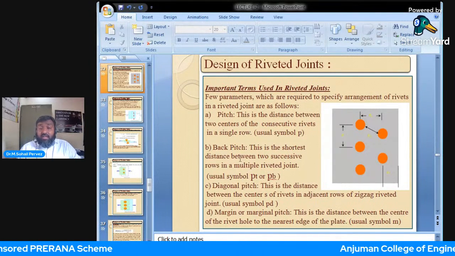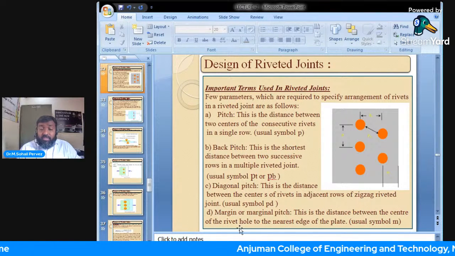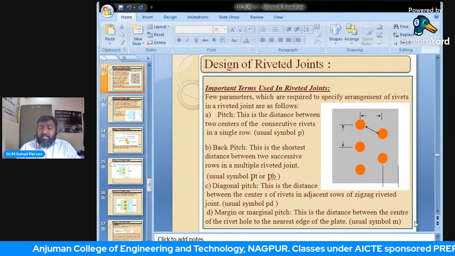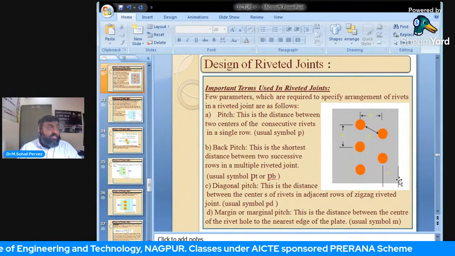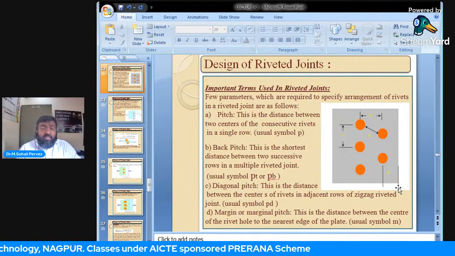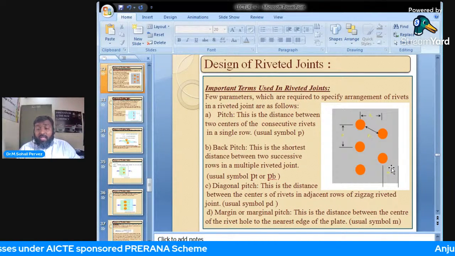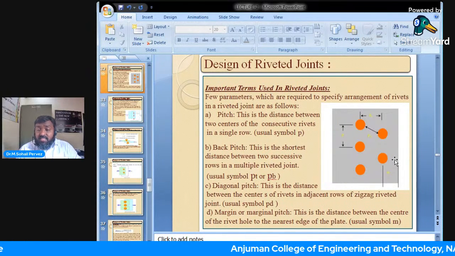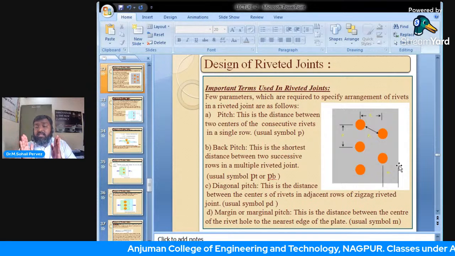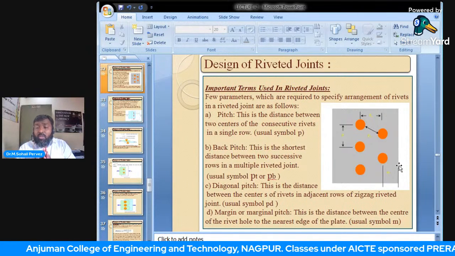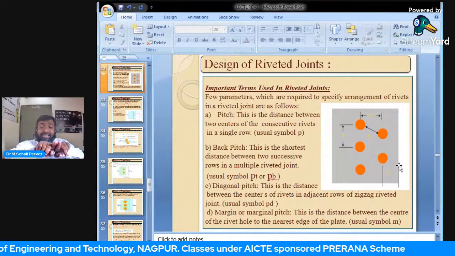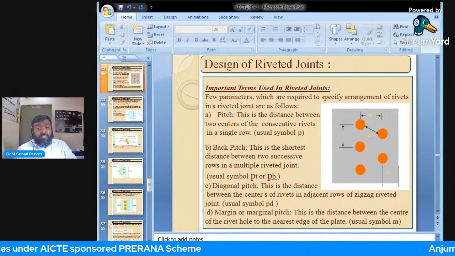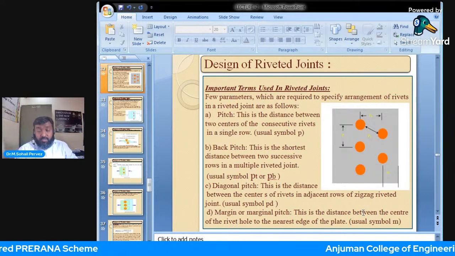Again, the next after pitch, which is a very important element, is the margin or marginal space. Generally 1.5 times the diameter of the rivet is kept. This margin M is generally 1.5 times the diameter of the rivet. Why? Because when we make a hole for this rivet, if this M is narrow or low, then the plate may tear off from the diametric hole made for the rivet. So margin is again a very important aspect in the design.